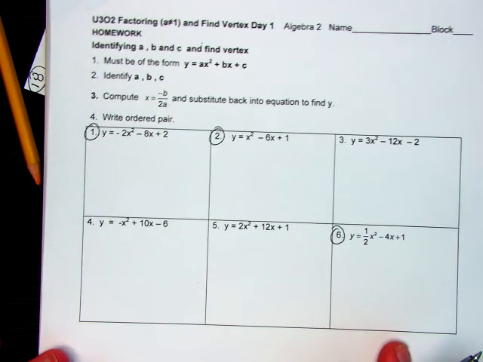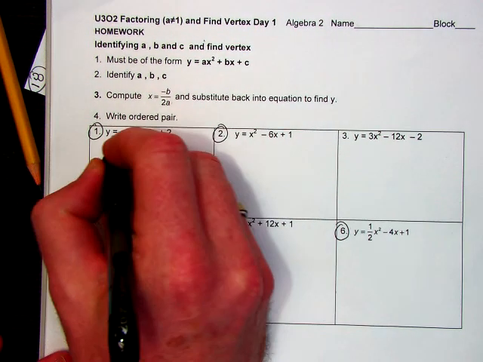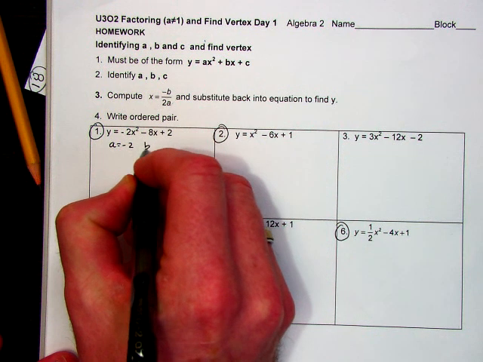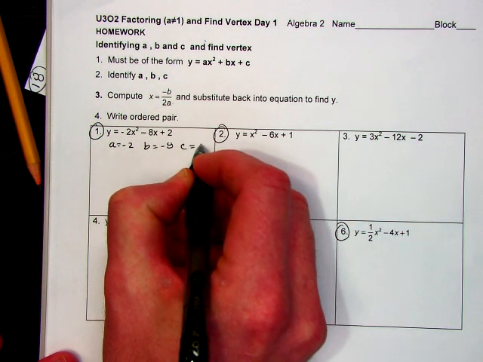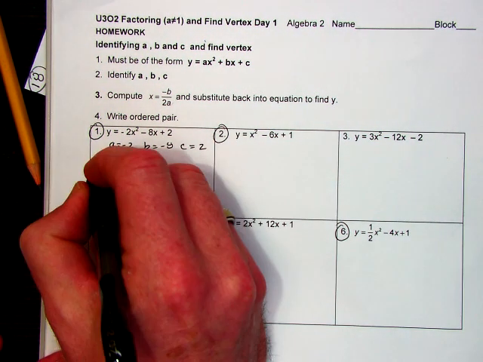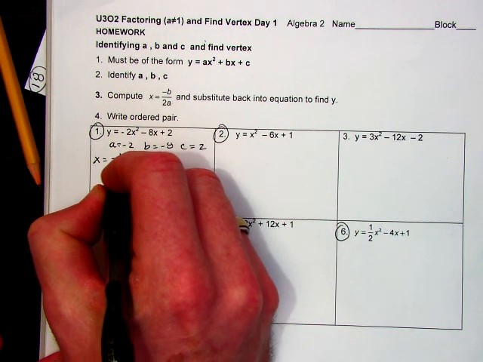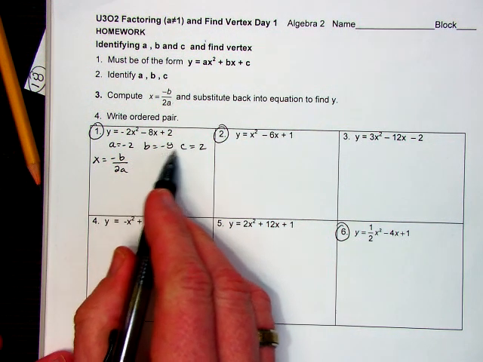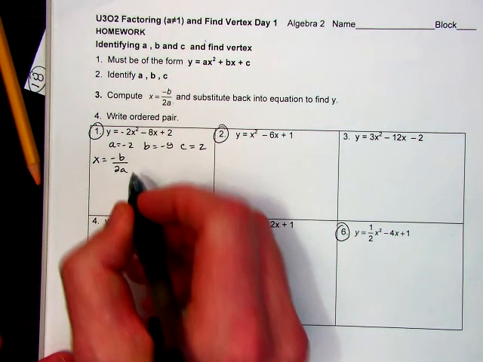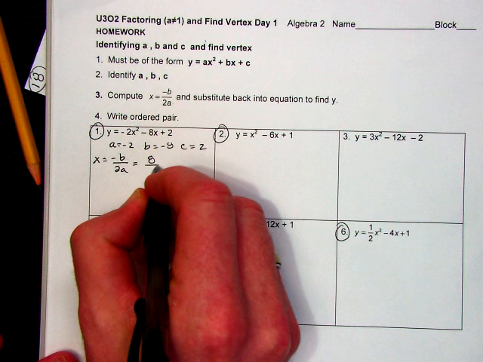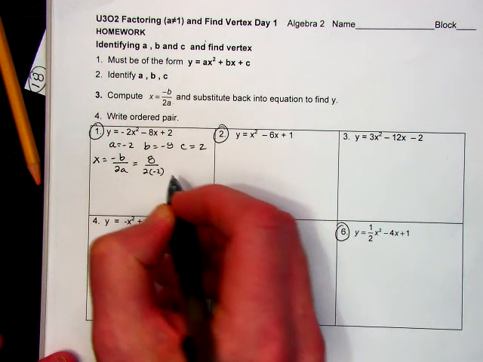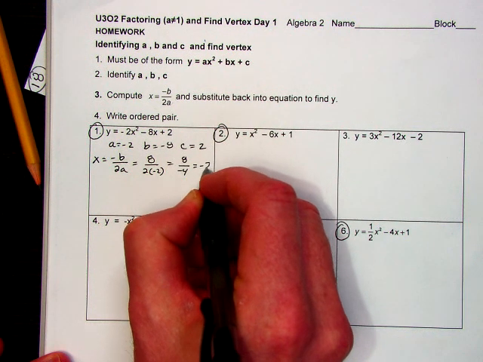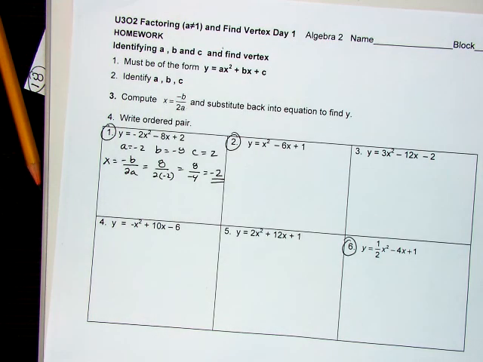the ordered pair. Okay, so for our first one, if you look at this, A is what's in front of the x squared, so A is -2, B is -8, and C is 2. Alright, so now we're going to plug it into x equals negative B, or the opposite of B, over 2A. And that'll give us our x-coordinate of our vertex. Since B was -8, this becomes the opposite of that, which is +8 over 2 times -2, which is 8 over -4, which is -2. So the x-coordinate of our vertex is -2.